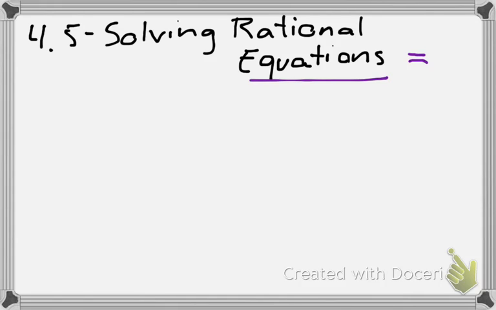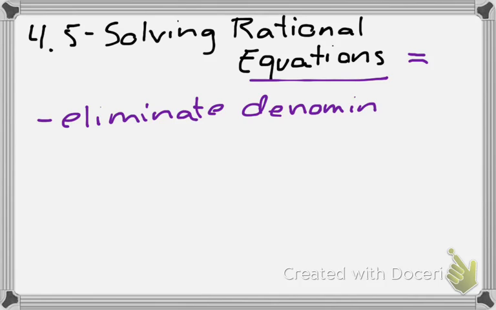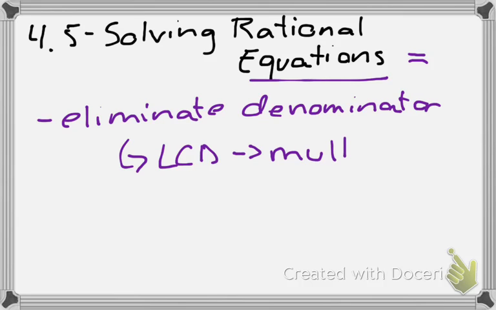So the first thing we want to do is make sure that when we're doing these, we are able to eliminate the denominator. Okay, and the way that we do this is that we're going to use our lowest common denominator, and everything will get multiplied by it. So that lowest common denominator will multiply everything. Okay, and we'll do some examples to show that.